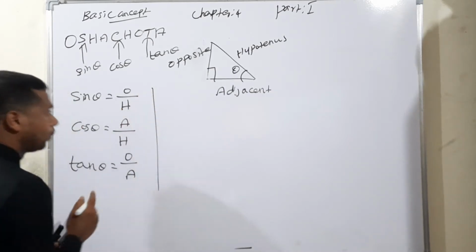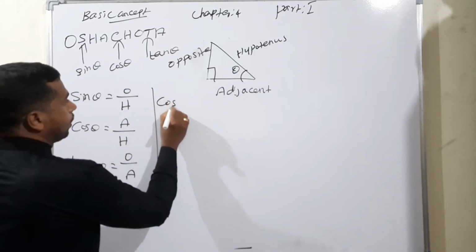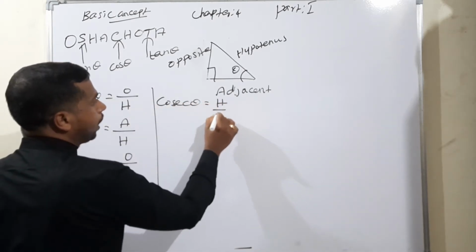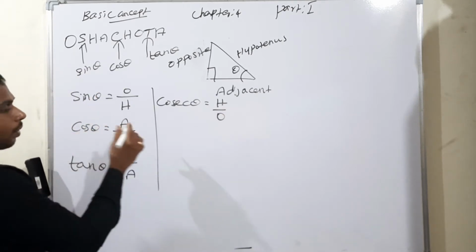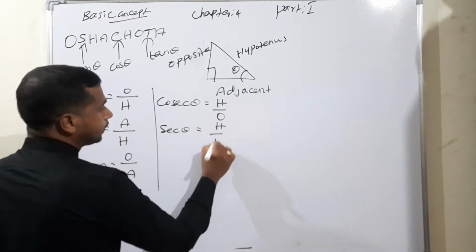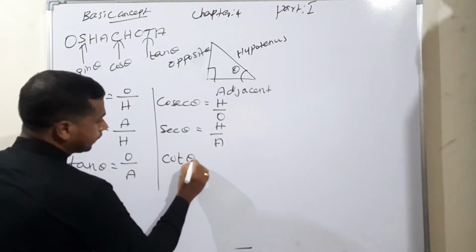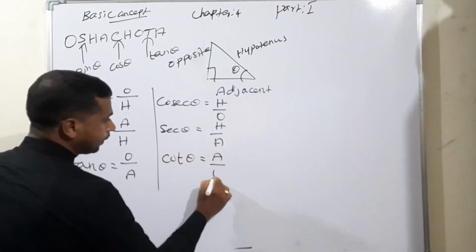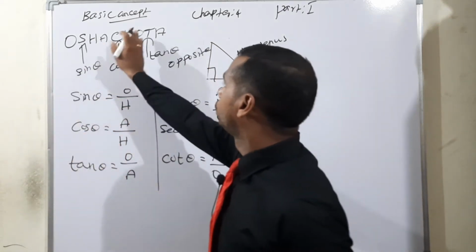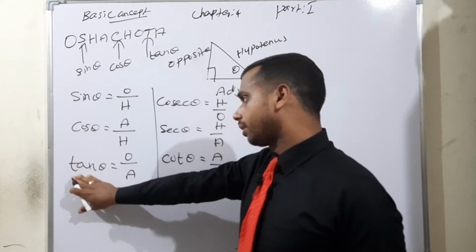Then the reciprocal of sin theta is called cosecant theta. Therefore, cosecant theta is equal to hypotenuse divided by opposite. The reciprocal of cos is called secant theta: hypotenuse divided by adjacent. Then what is the reciprocal of tan theta? Cot theta. Cot theta is equal to adjacent divided by opposite. Okay, these are important points. If you know the osa chota, you can write it automatically, because it depends upon sin theta, cos theta, tan theta.